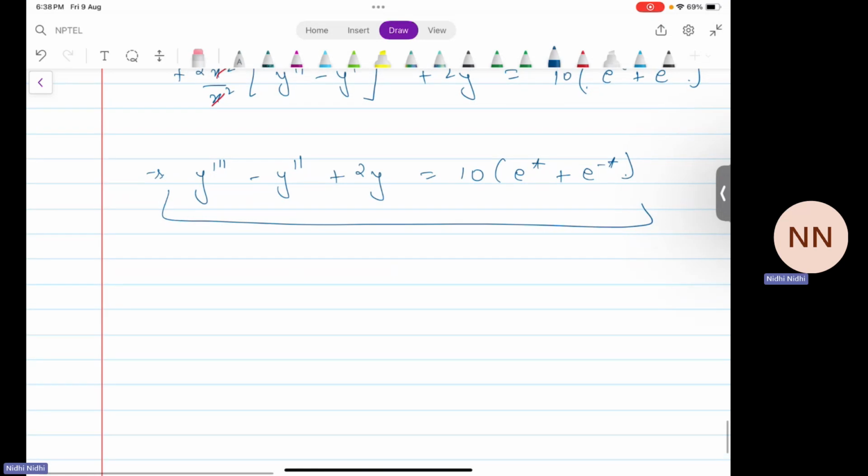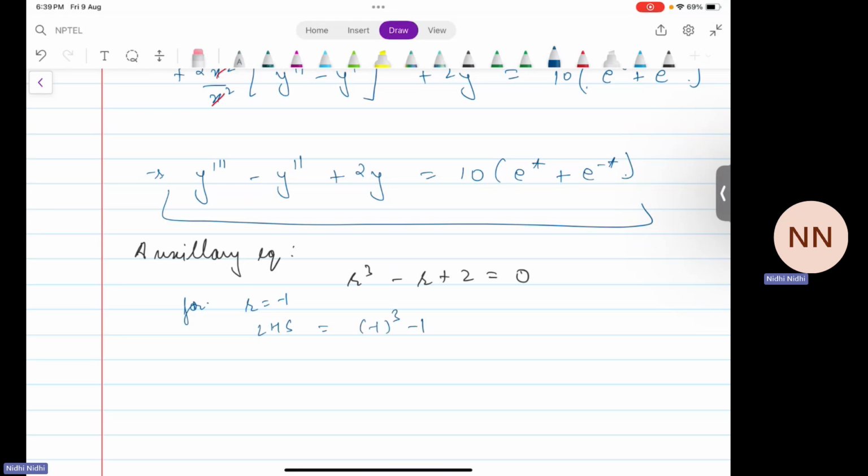So now we'll start with finding the auxiliary equation, which is r cube minus r plus 2 equals 0. Again, this is a cubic polynomial. We don't have standard rules to solve such an equation, but still here we can see that r equals minus 1 will satisfy, because for r equals minus 1, LHS is minus 1 cube minus minus 1 plus 2.